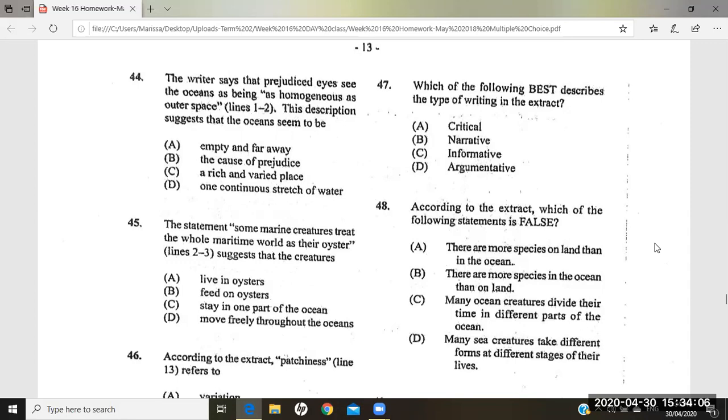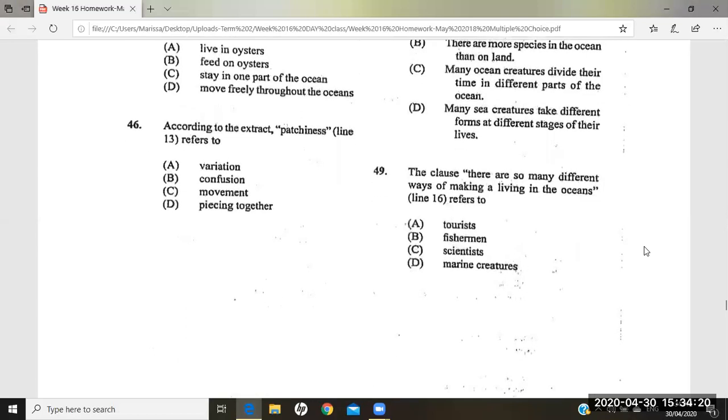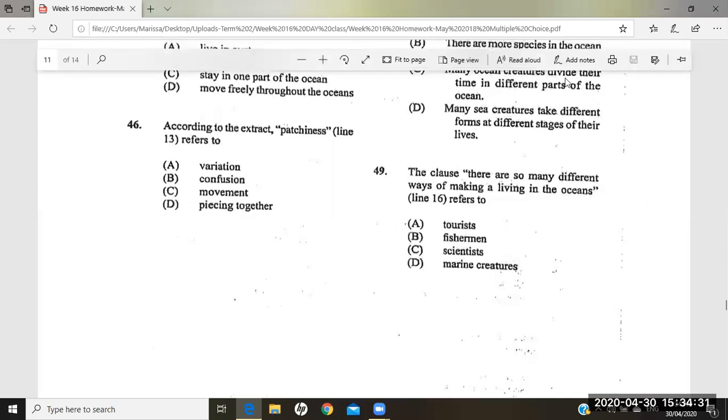48 says, according to the extract, which of the following statements is false? So Angelica, what did you have for 48? The answer is C. There are more species on land than in the ocean. Musa, 49. Because there are so many different ways of making a living in the ocean, refers to what? There's so many ways of making a living in the ocean. What does that refer to, Musa? B. The answer is D, marine creatures. Good job, guys.